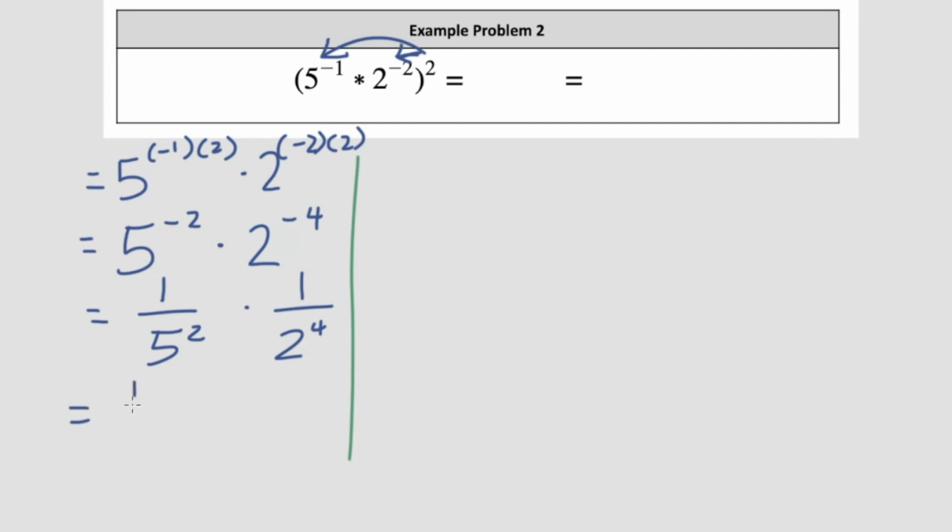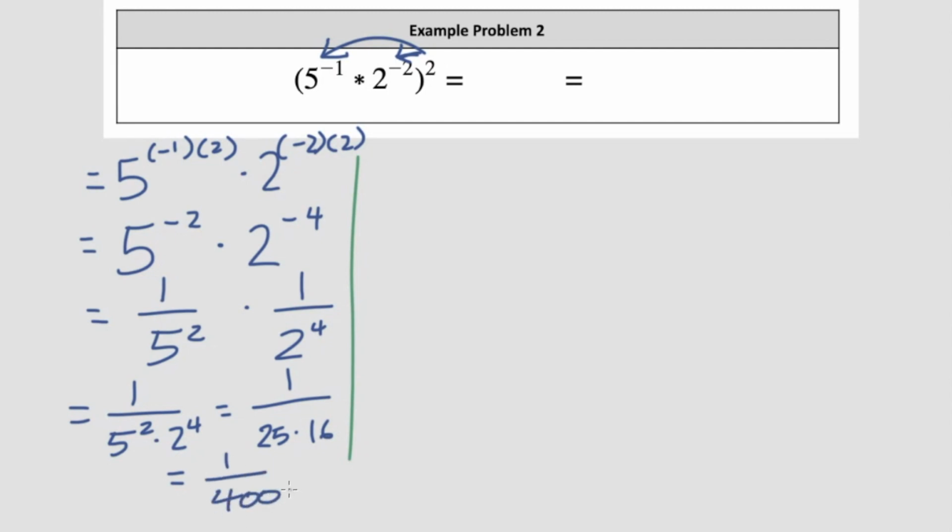The 1 on the top stays as 1. And on the bottom, the denominator becomes 5 to the power of 2 times 2 to the power of 4, which is equal to 1 over 25 times 16, because 5 to the power of 2 is 5 times 5, 25. 2 times 2 times 2 times 2 is 16. And that becomes 1 over 400.